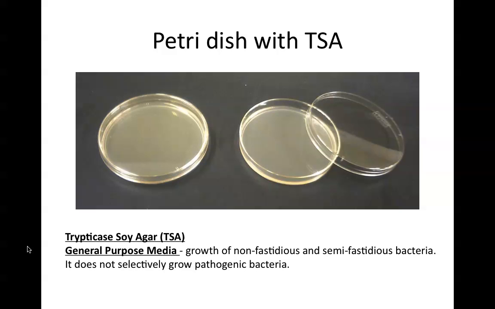petri dish. Notice that TSA agar is a general purpose medium that grows non-fastidious and semi-fastidious bacteria. It does not selectively grow pathogenic bacteria. It's just a general, all-purpose medium that most bacteria will grow on, that grow in and on the human body, that we routinely recover for clinical evaluation and samples.